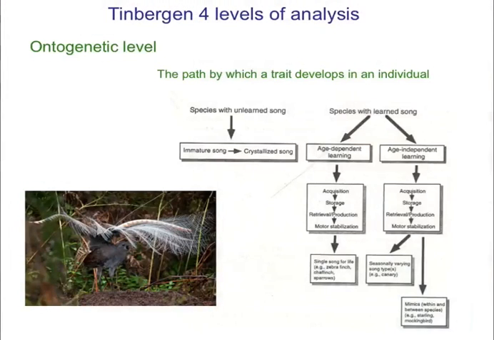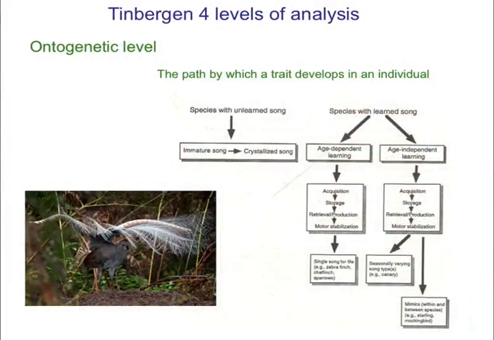So the ontogenetic level is the path by which a trait develops in an individual. Think about it as how you developed over time, and that's exactly what ontogeny is. It's about development. So in terms of birds learning song, different species have different ways that they learn songs. Some species are born with a certain song that they sing throughout their life. They have to practice a little bit, but even if they are isolated from other birds as baby birds, they will develop the correct song for their species. There are other birds that actually have to learn their song, but there are different types of learning.